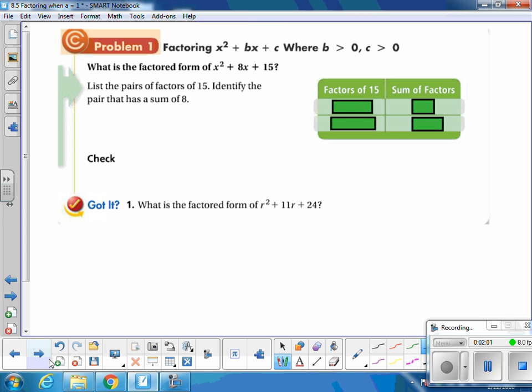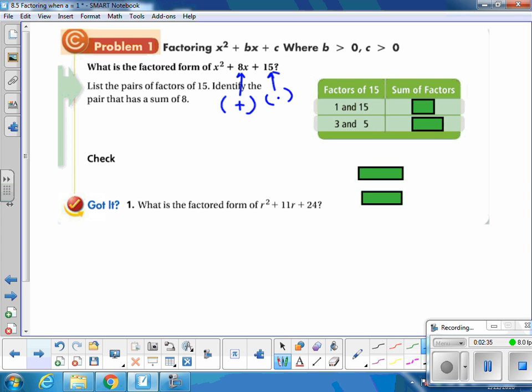Let me unpack that a little bit more. What they're saying in this situation is I need to figure out what two numbers are added together and get 8, the sum, and the product of those two numbers is 15. So what two factors of 15, when I multiply them together I get 15, and when I add them together I get 8? First of all, we need to consider the factors of 15. The factors of 15 are 1 and 15, and 3 and 5. When I add 1 and 15 together, I get 16. And when I add 3 and 5 together, I get 8.